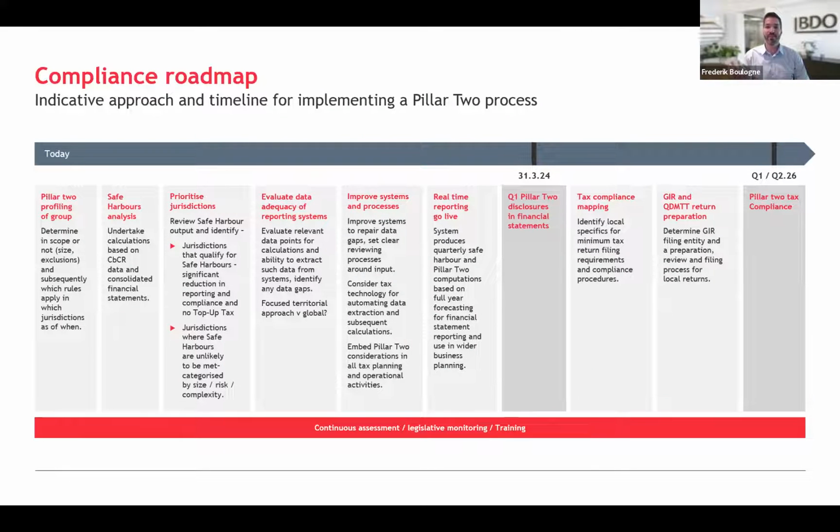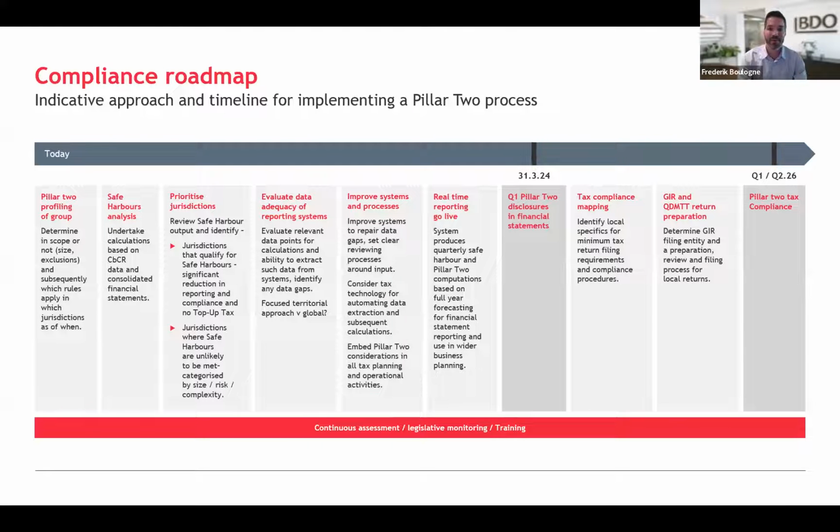Doing it in this order and an order of priority will help making Pillar 2 compliance a manageable process for you. As a starting point, we would recommend that you create a Pillar 2 profile of your group. And that would be to determine, does your group meet the revenue requirements, do certain of the exclusions apply, and which of the Pillar 2 rules would actually apply, in which of the jurisdictions where we're based, and as of when. And this determination will help you in the next process.